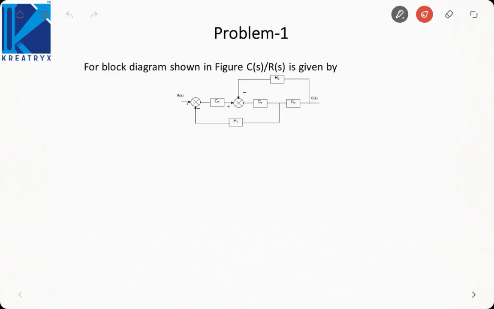Hello guys. In the last lecture, we saw how we can manipulate the block diagram so that we can simplify it and get the desired transfer function. So in this lecture, I'll solve some problems that have appeared in the GATE examination, so that you get a fair idea of what kind of block diagrams can be asked in the GATE examination and what techniques you can use to simplify them. So let us begin with our first problem.